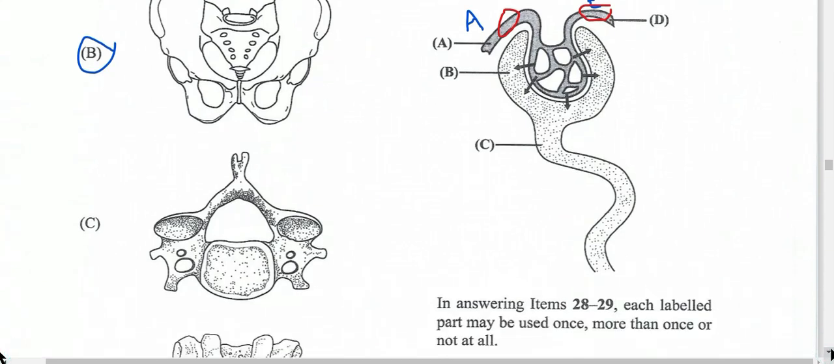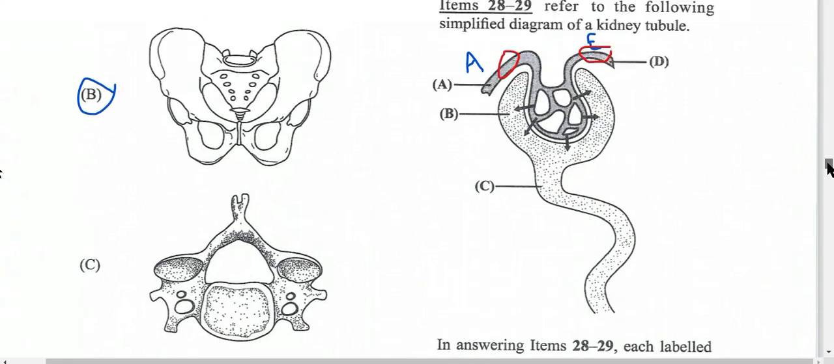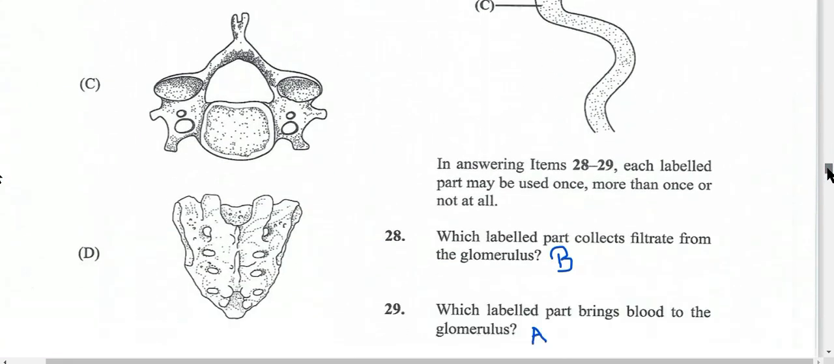In answering items 28 to 29, each labeled part may be used once, more than once, or not at all. Which labeled part collects filtrate from the glomerulus? That is going to be B, which is our Bowman capsule. B there, which is our Bowman capsule, for 28.